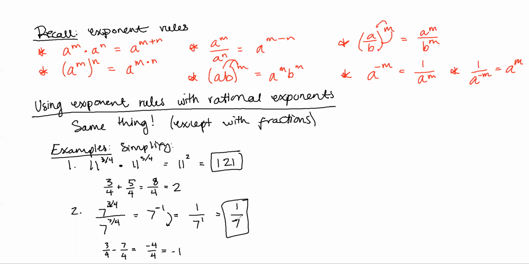Okay, let's try a couple more of these. Number 3, we're given 2 to the -1/2 times 2 to the 3/4. So again, let's identify first if we have the same base. We do. So we can combine it using our product rule, which tells us that we need to add our exponents together.